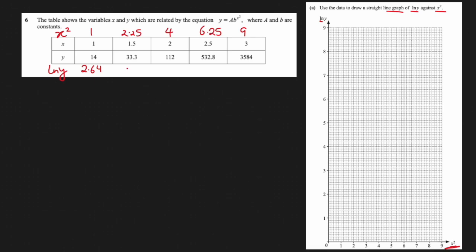Next comes natural log of 33.3, which is 3.5055. So I'll say 3.51. Then natural log of 112 is 4.72. Then comes natural log of 532.8.